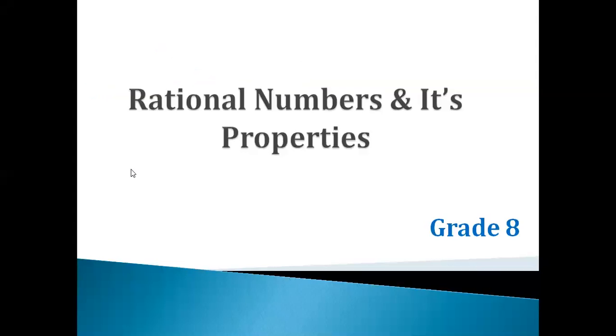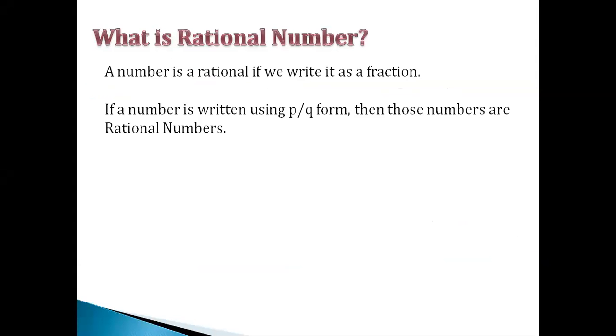And you can see that. What is a rational number? A number is rational if we can write it as a fraction, which is nothing but writing it in p by q form, where p is the numerator and q is the denominator. If we are not able to write it as a fraction, then it is not a rational number. It is an irrational number.